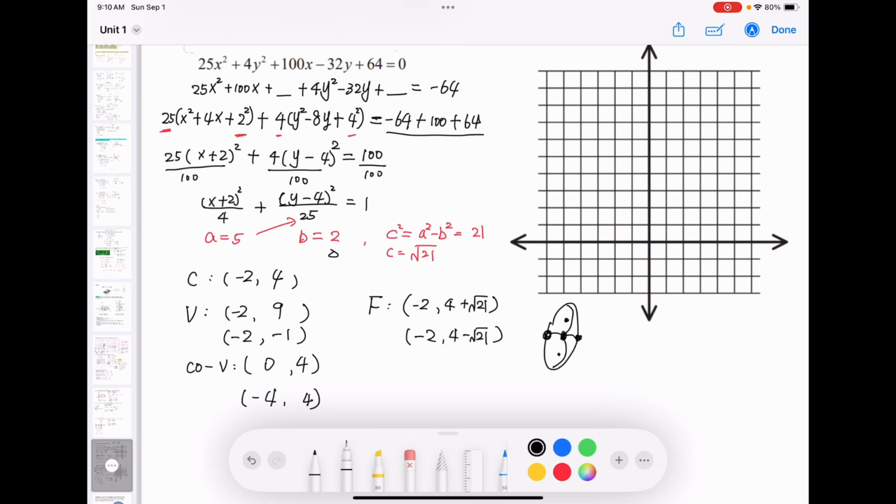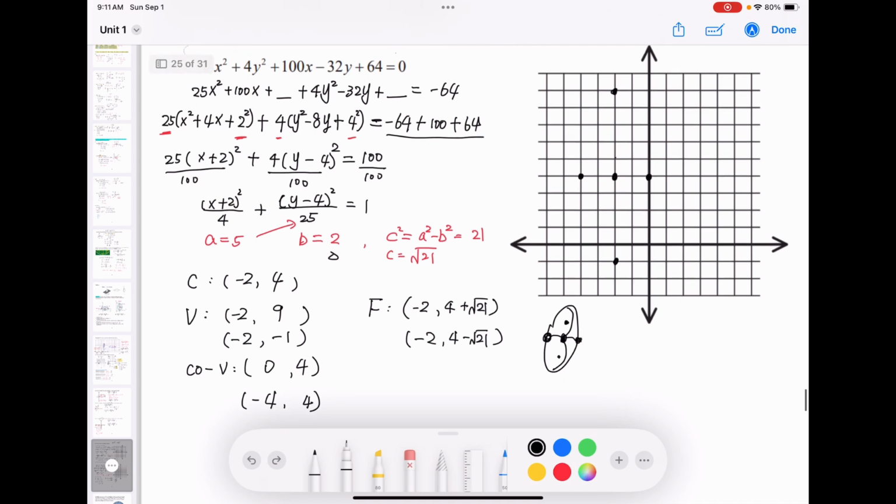Let's put the information on our graph. First, find the center, (-2, 4). So (-2, 4) is here, the center. The vertices are (-2, 9): go up, 5, 6, 7, 8, 9. 9 is here. Go down 5 units, here is -1. And then the co-vertices, (0, 4) and (-4, 4). Okay, we have this information, so I can find the outline of my ellipse.